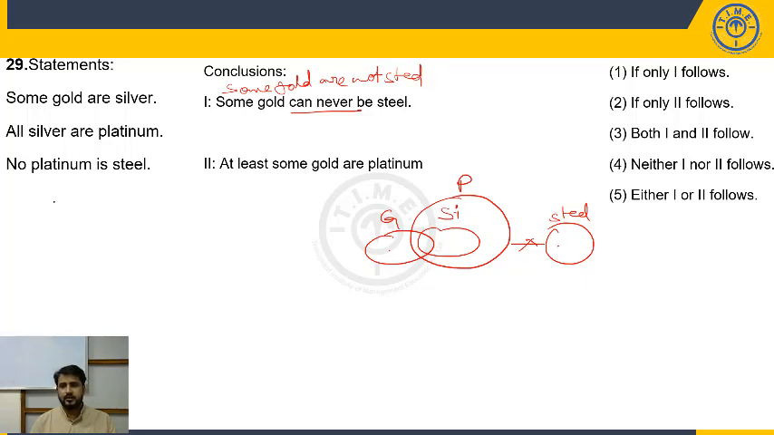Is it true? Some gold are not steel. Yes, it is true. So the negative conclusion is true, so we have to draw the alternate diagram. What is the complementary pair of this?